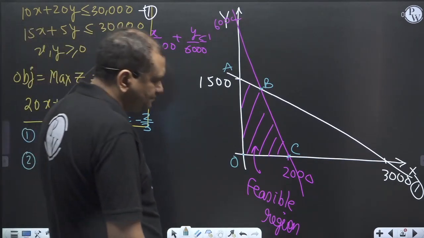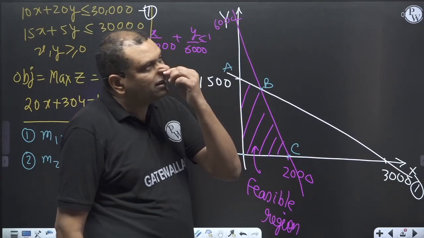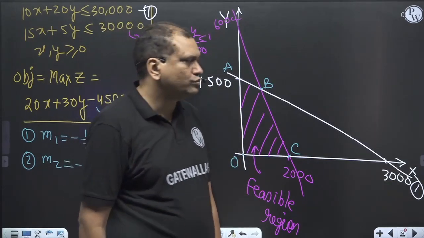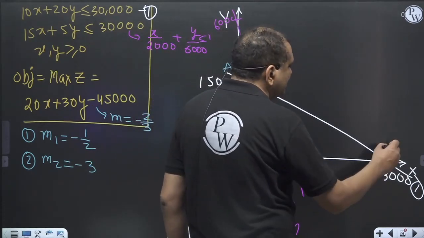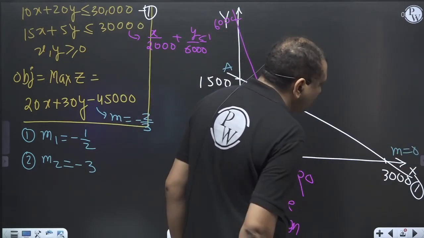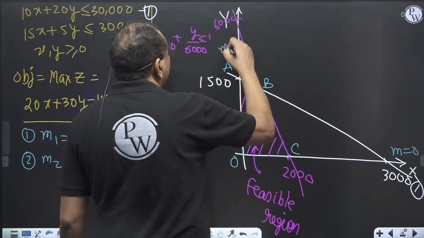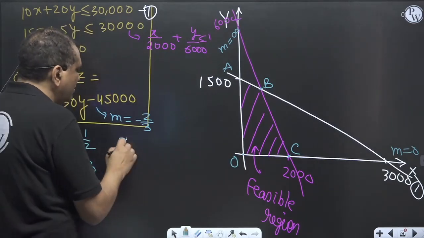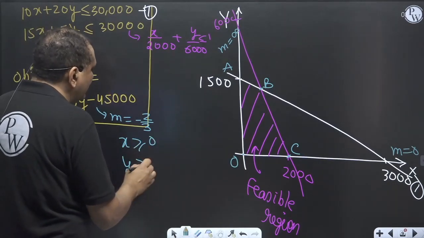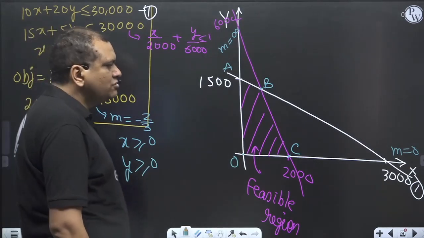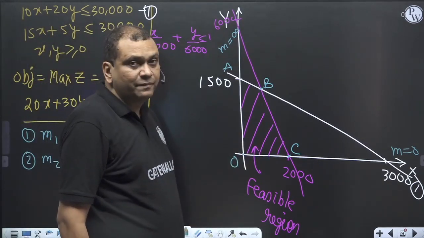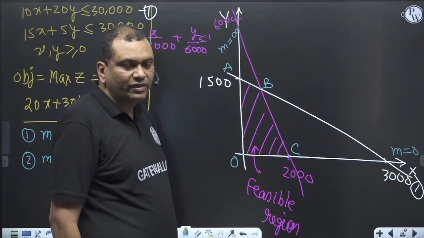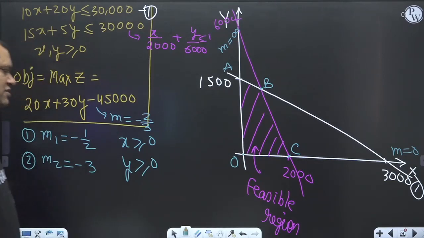See here, very, very important. See what I am going to discuss now, very, very important. The x-axis has a slope of 0. The y-axis has a slope of infinity. Because these are also constraints, no? X is greater than or equal to 0, y is greater than or equal to 0, these are also constraints. So the x-axis will have a slope of 0 and the y-axis will have a slope of infinity. I will give you some example.